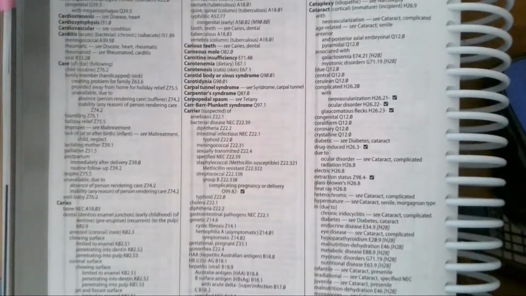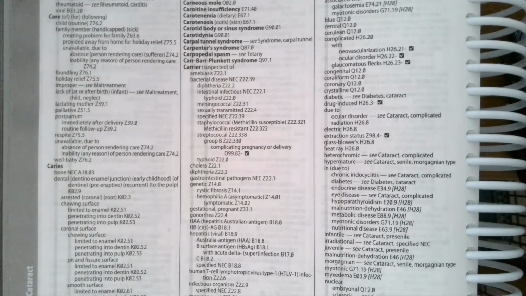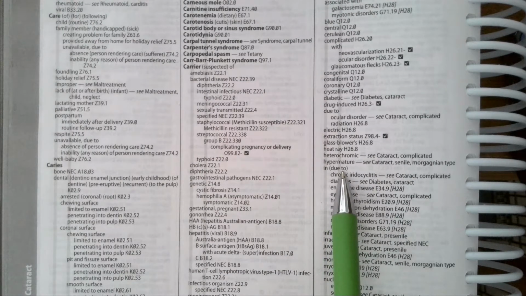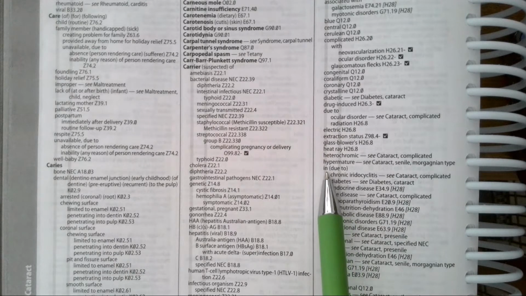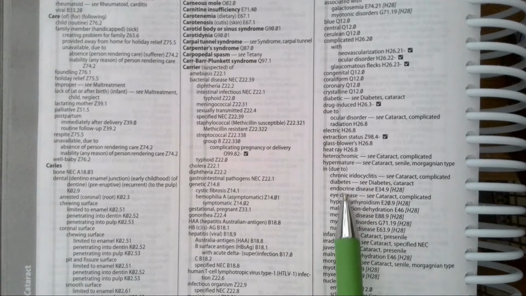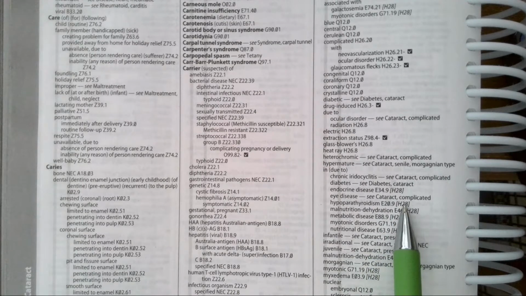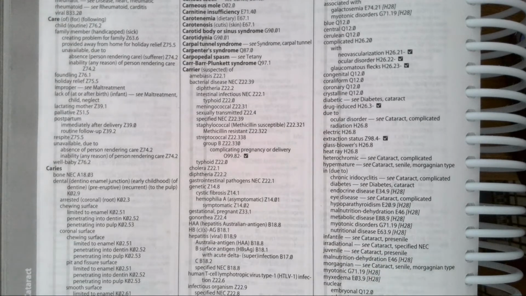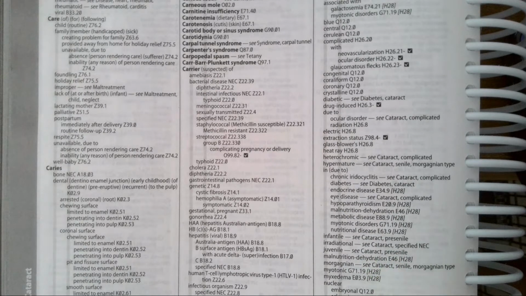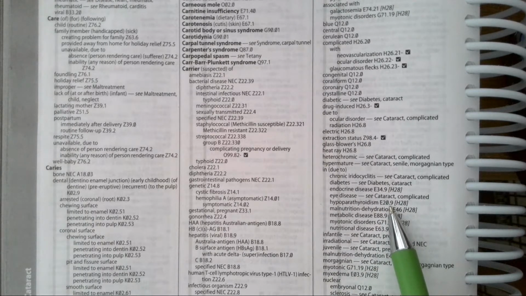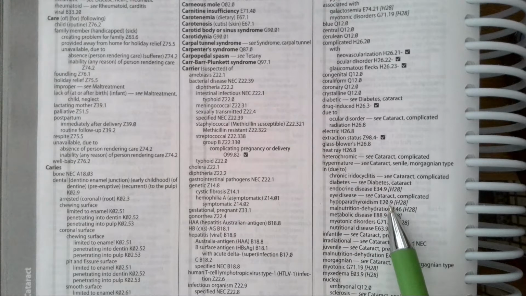If I continue looking down the column here, I eventually see a subterm that says in, which also means due to. And if I look at the second qualifier underneath in, I will find hypoparathyroidism. There's 2 codes there. I'm going to write down both of these codes, but what this tells me is to accurately describe cataract in a patient that has hypoparathyroidism, we're going to use this E20.9 as our first code. We're going to verify it to see if we need any additional digits in this code.